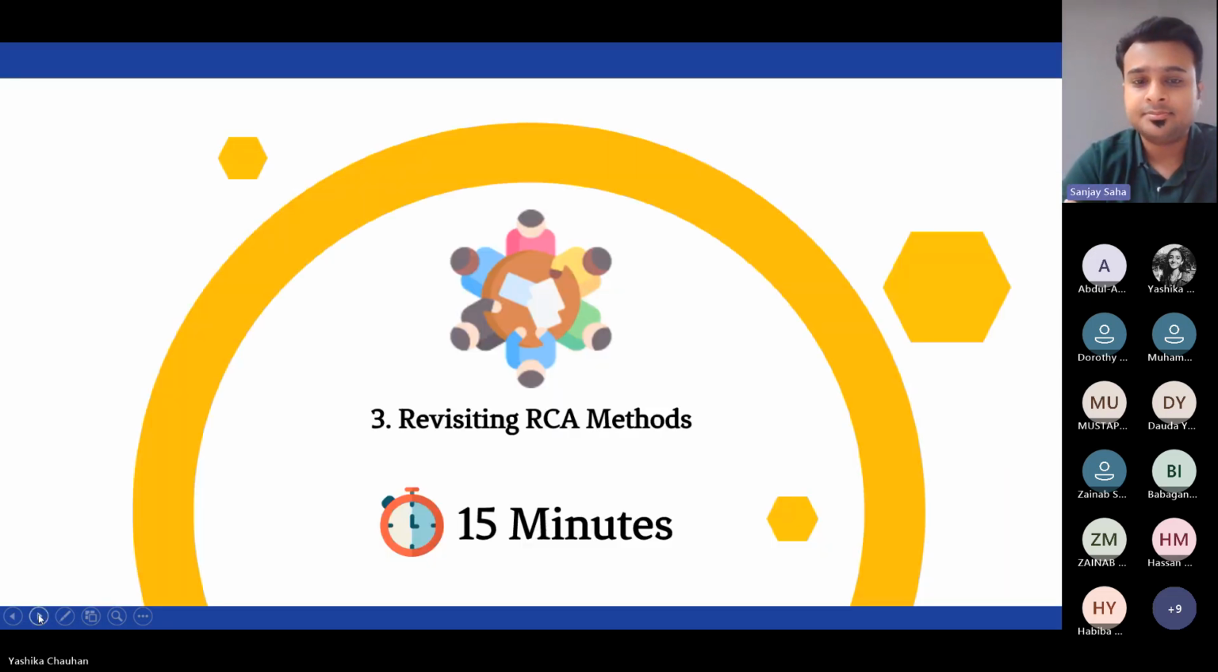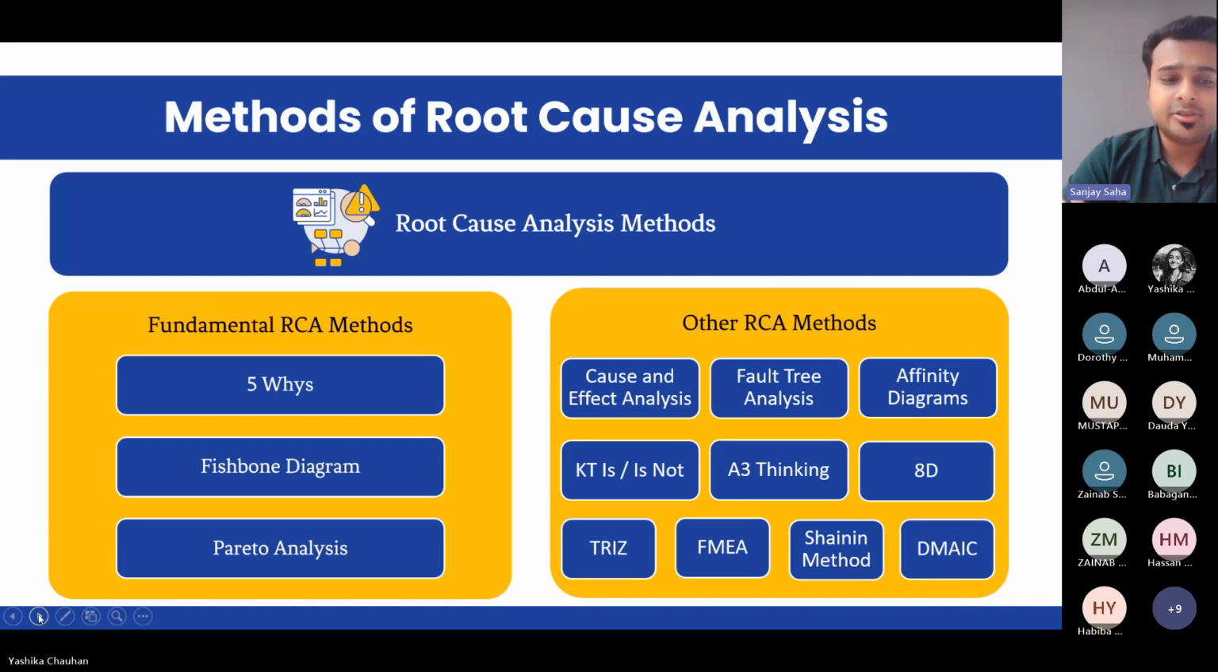Yeah, next slide. So in this next 3 slides, we are going to quickly reflect on the 3 main root causing methods that we have talked about in the course. Again, if you have gone through module 3, you have already learned about these 3 methods, but we thought it would be good to reflect them again in a class so that you understand about these 3 methods even more.